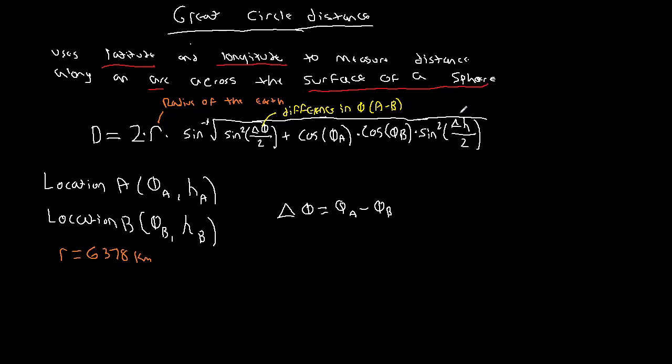Right? And by that same logic, delta lambda, this is the difference in longitude, right? And that's equal to a minus b as well. So if we define that by its own equation, delta lambda is equal to lambda a minus lambda b. And then all the rest of these are just various trigonometric functions, which we will walk through one by one as we go through the example.